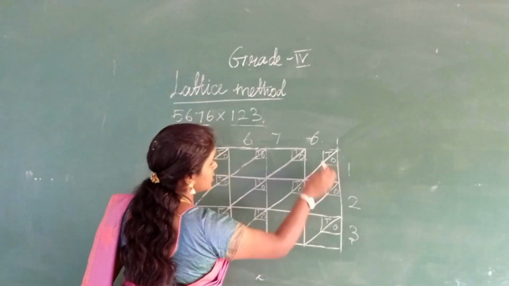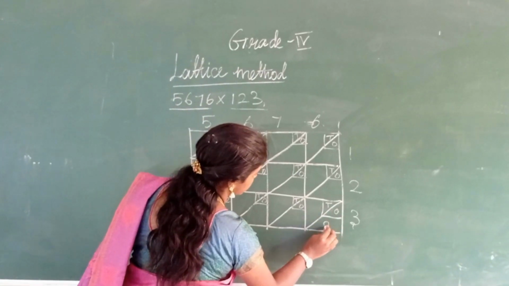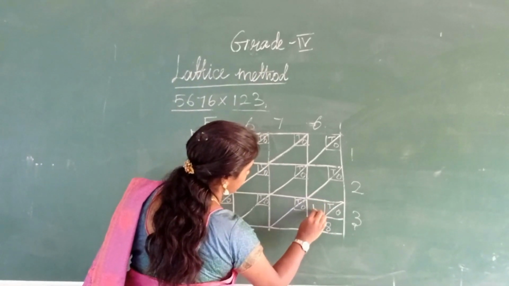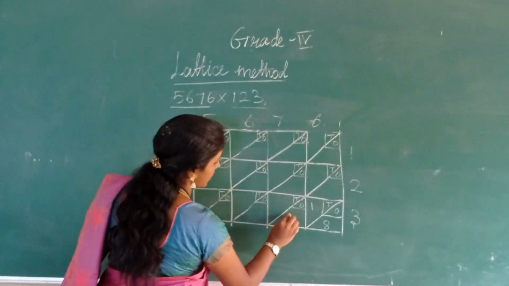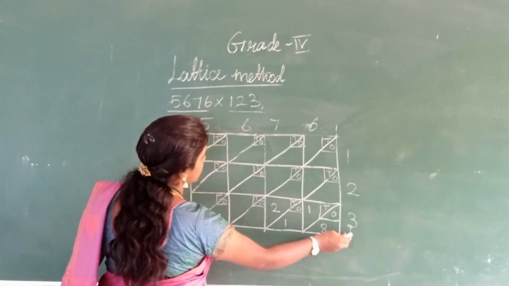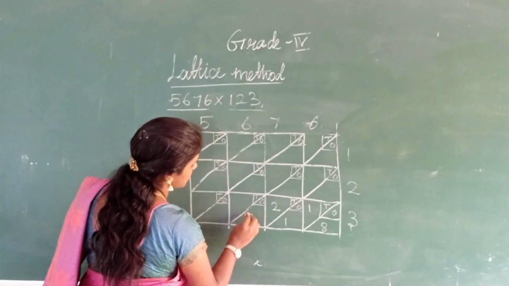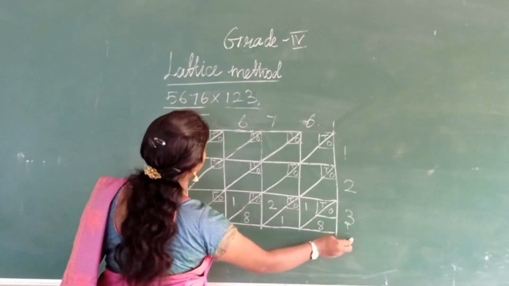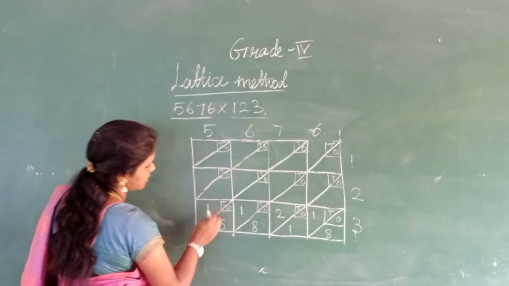That is the 3 ones. 3 sixes are 18, so I will write 8 here and 1 ten here. 3 sevens are 21, so I write 1 here and 2 tens here. And 3 sixes are again 18, so I write 8 here and 1 ten here. 3 fives are 15, so I write 5 here and 1 ten here.